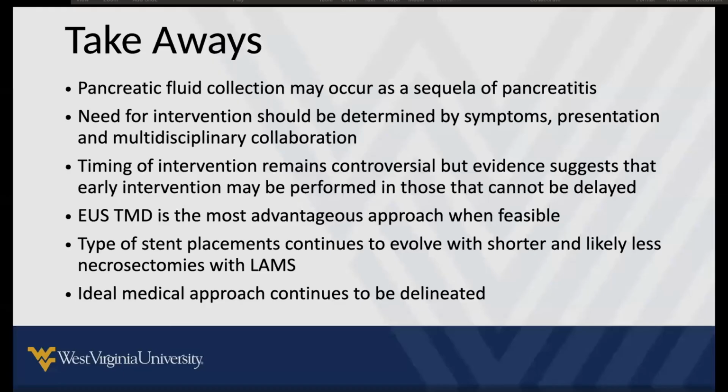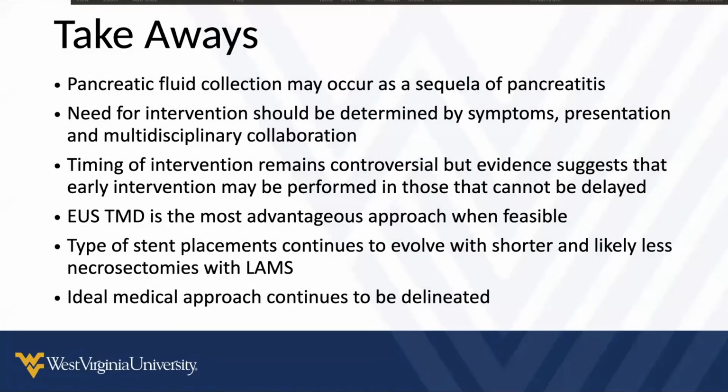So in summary, pancreatic fluid collection may occur as a sequelae of pancreatitis. The need for intervention should be determined by symptoms and always undergo multidisciplinary collaboration. Timing of intervention really remains controversial, but evidence suggests that early intervention may be performed in those that cannot be delayed. EUS transmural drainage is the most advantageous approach when feasible, and the type of stent placement continues to evolve with shorter and likely less necrosectomies with lumen-opposing metal stents, and the ideal medical approach continues to be delineated with perhaps holding PPIs being of benefit.